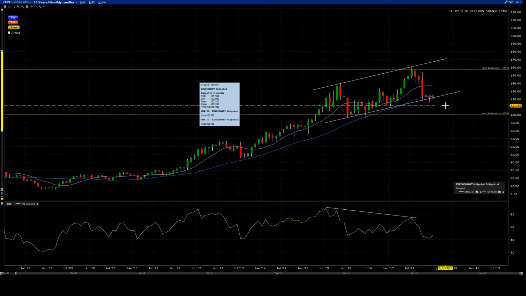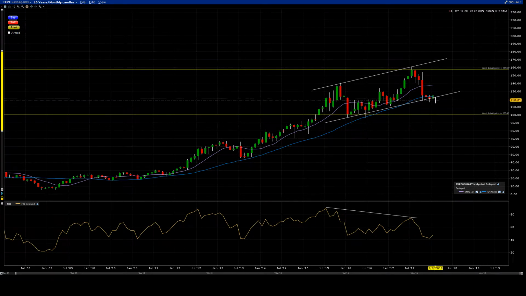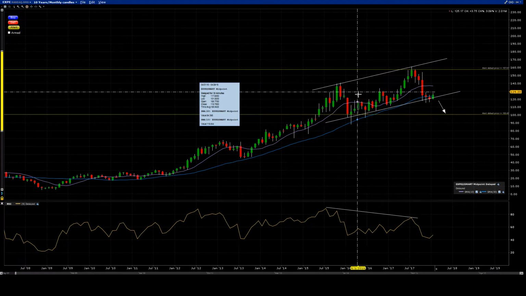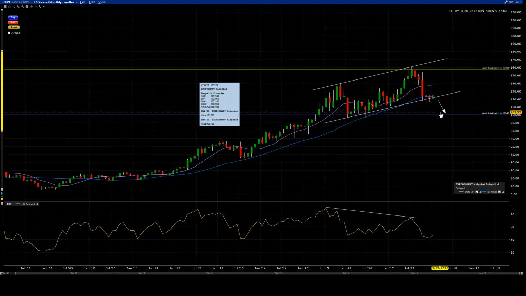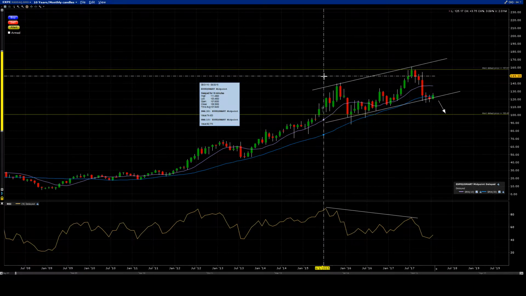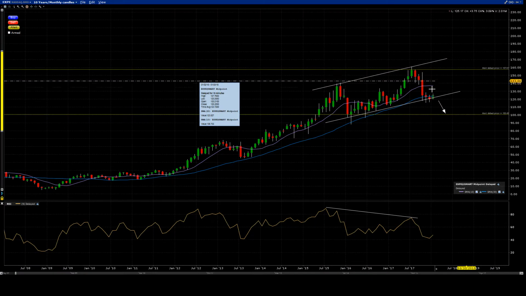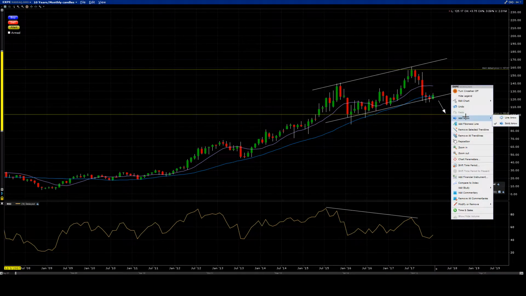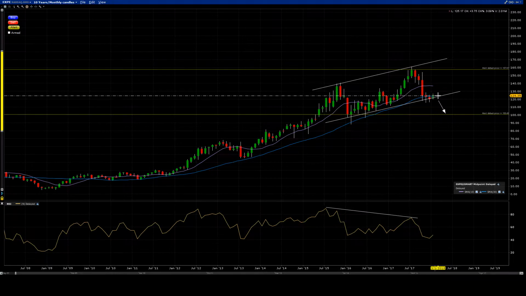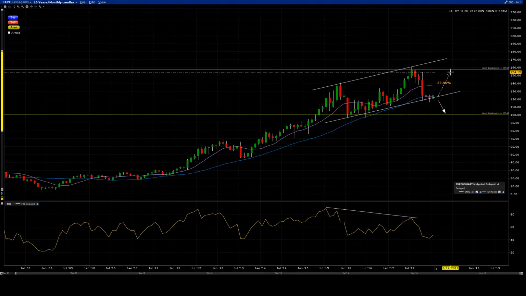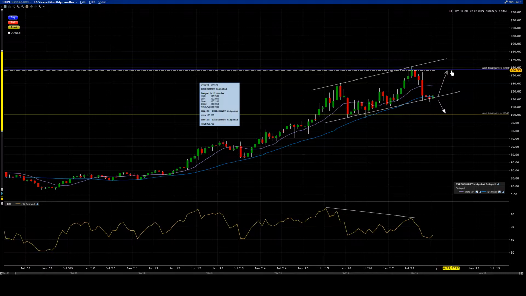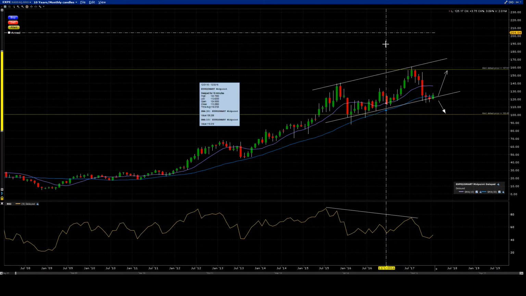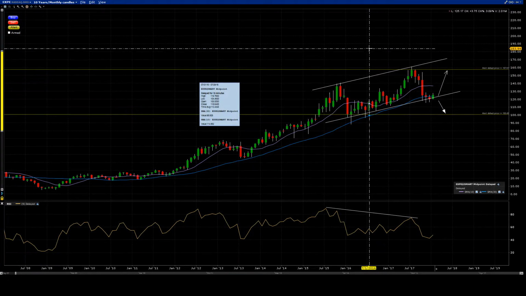I'd wait until we get either a test of this support here at 100, and then we'd have a head, or it could be just a rectangle here that continues to pattern out, bouncing in between. Or here's the alternate move: a bounce off this support line of the ascending channel, and either go test that 156 here, or eventually if it busts through, then upwards it could go.